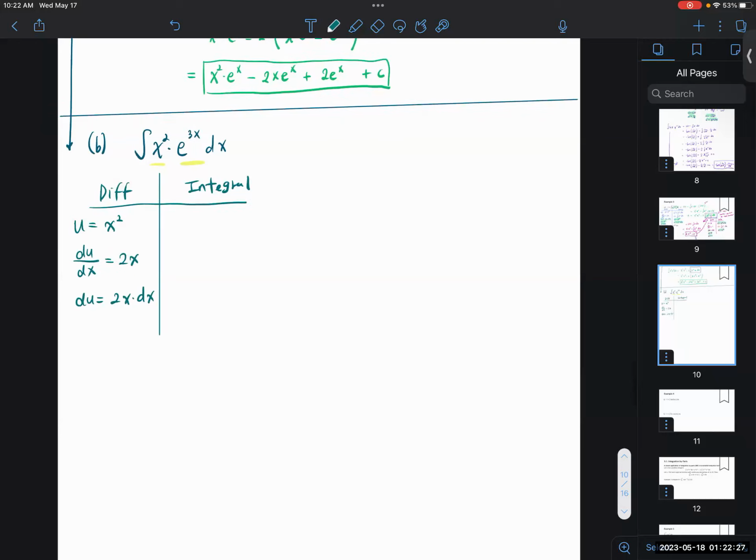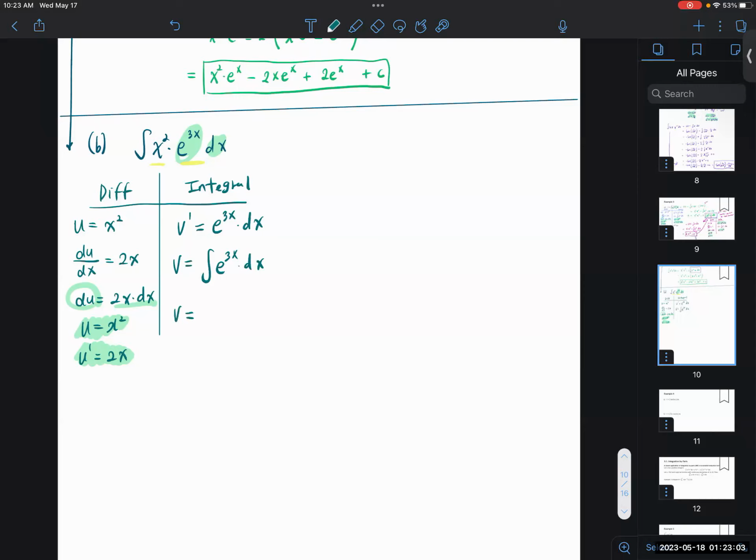So therefore, what we got? U is x squared, u prime is 2x. So you have all the information. Change the color. U is x squared, u prime 2x, and then du is 2x times dx by taking the derivative. By taking the integral, we already know e to the 3x dx is already v prime. So v prime is e to the 3x dx. By taking the integral of that v prime, you can go back to v.